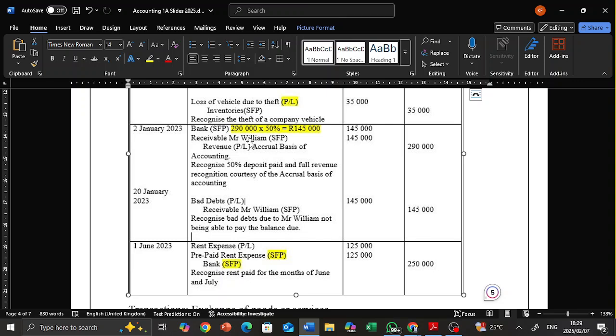Sir, what does the PL stand for? Profit or loss, which stands for the statement of profit or loss. So bad debts are part of the profit or loss statements. That's why you have to write PL.